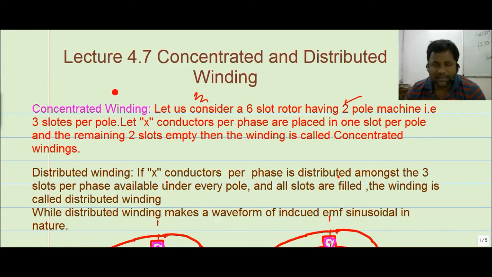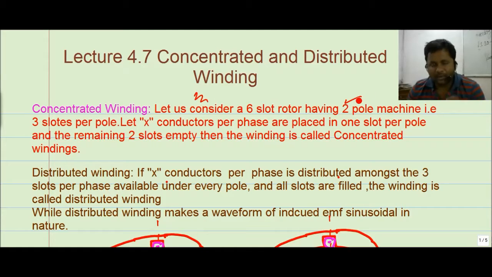Here now we are going to discuss lecture number 4.7. It is called Concentrated and Distributed Windings in electrical machines. Let us consider the case of the concentrated winding. Let us have 6 slots on the rotor, with a 2-pole machine. That means in 1 pole we are getting 3 slots. In 2 poles we are getting 6 slots.